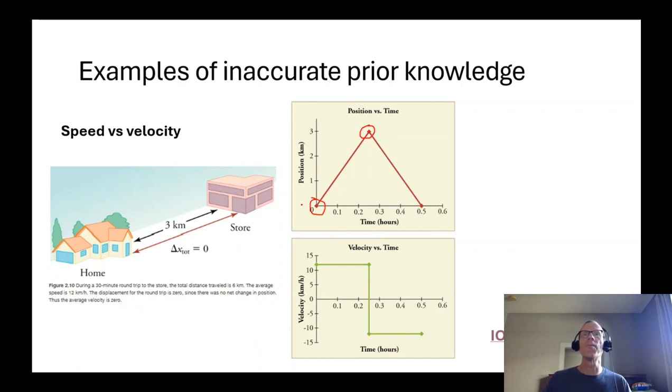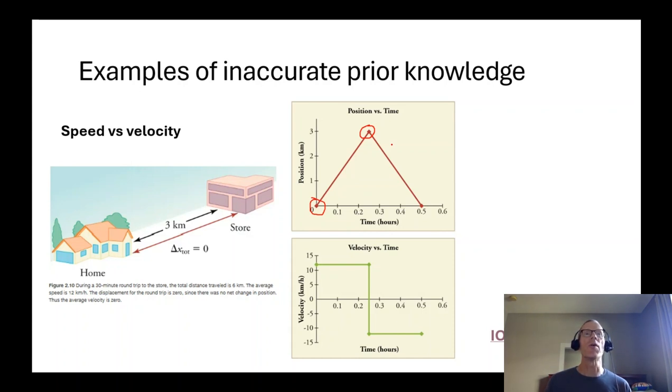I need to go home. So they immediately turn around and go home. A velocity versus time graph, you can construct that in a few different ways. For one thing, it says the average speed is 12 kilometers per hour.